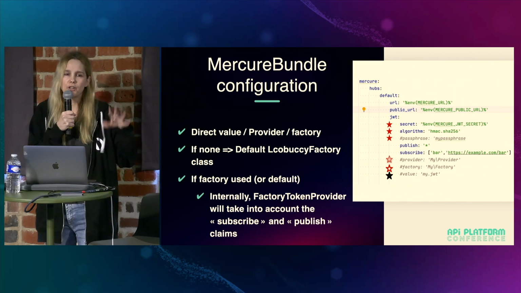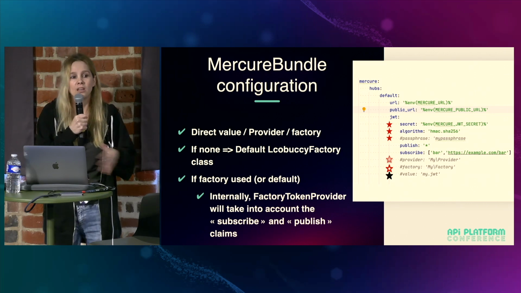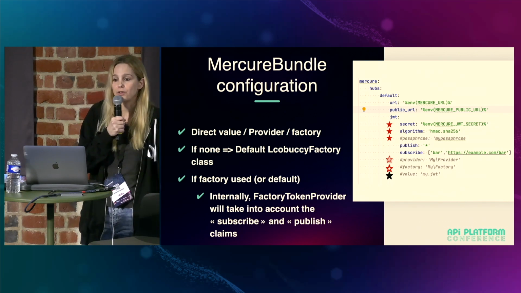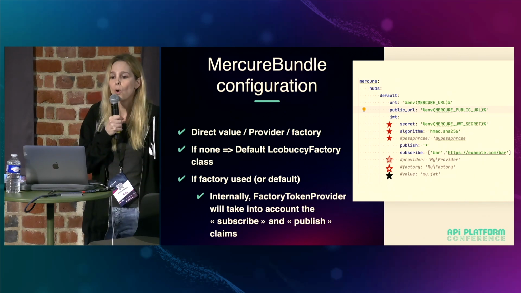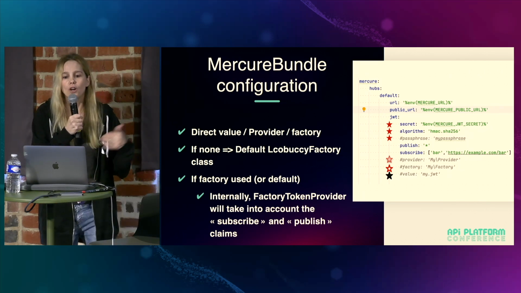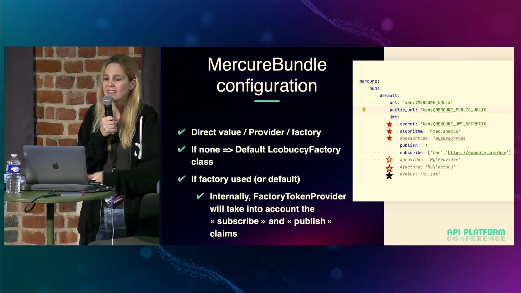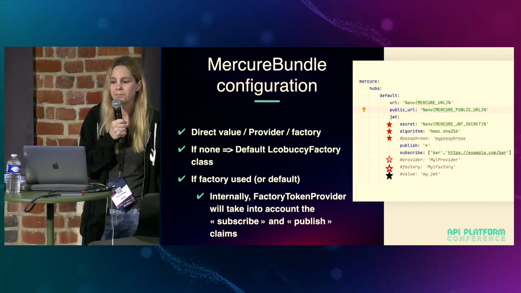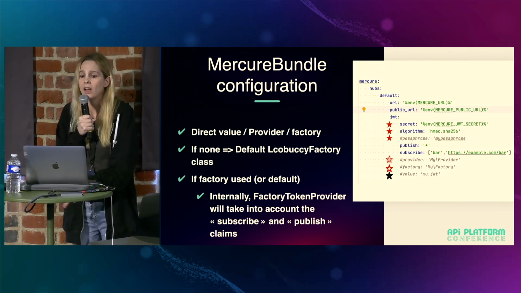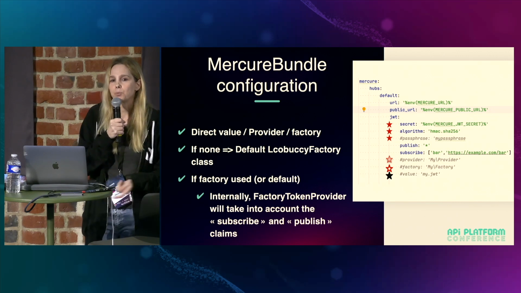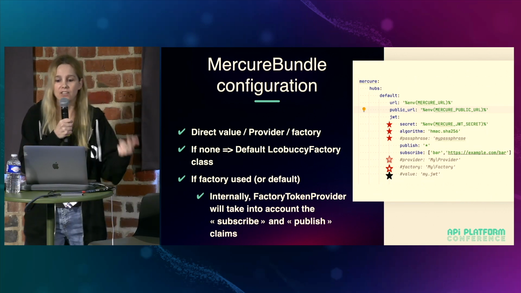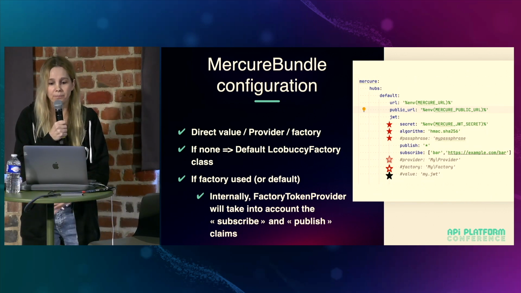You have a few options for setting the JSON Web Token. You can directly specify a direct value; if you do this, other fields will be ignored. Or you can provide a service provider that will return your JWT. Or you can use a factory to create tokens that allow publishing and subscribing. By default, if you don't specify a direct value, a provider, or a factory, it will use the lcobucci factory, which will handle token creation based on the provided passphrase, secret, and algorithm.